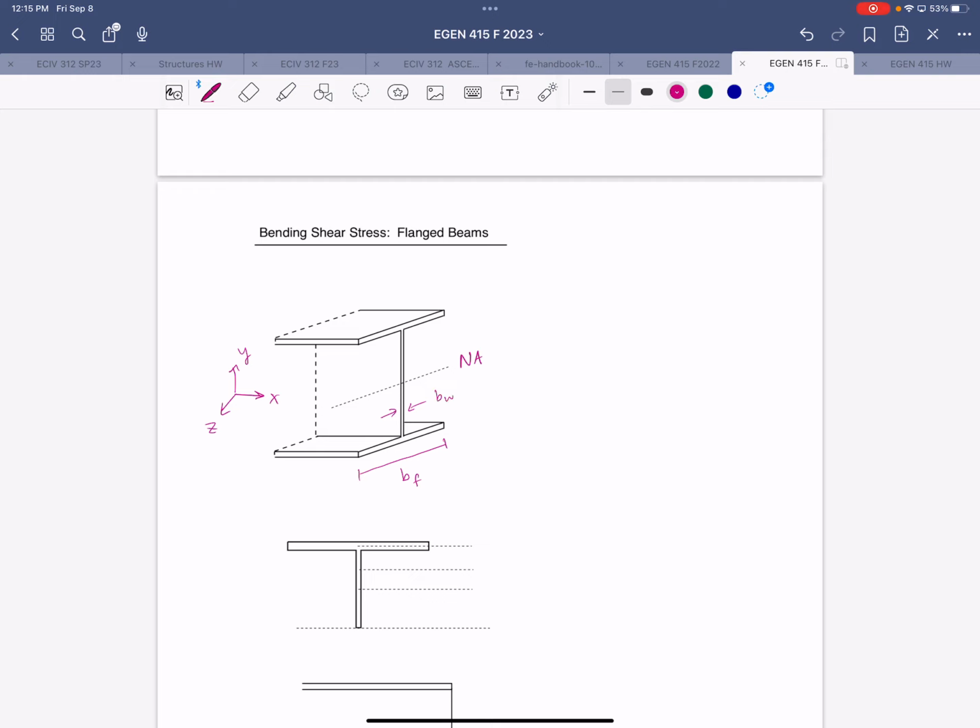So since the width changes along the depth of the cross section, we have to think about different points within that cross section for calculating shear stress and developing the shear stress profile. So we'll consider a point here. This is the bottom corner of the top flange. We'll call that point A. And we'll consider a point that's somewhere in the web. We'll call that point B.